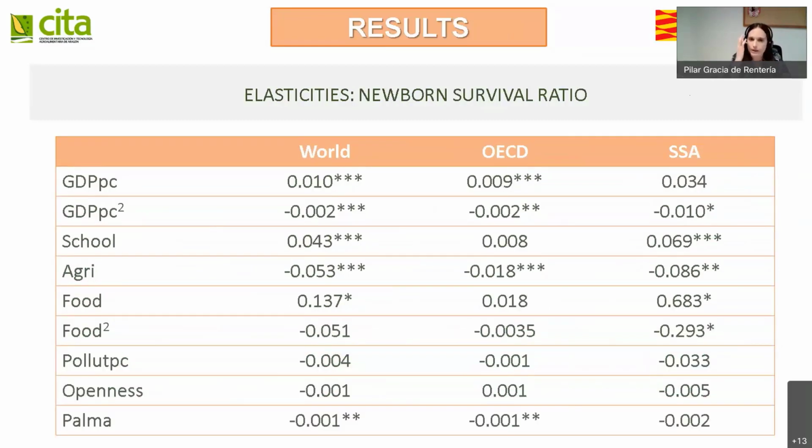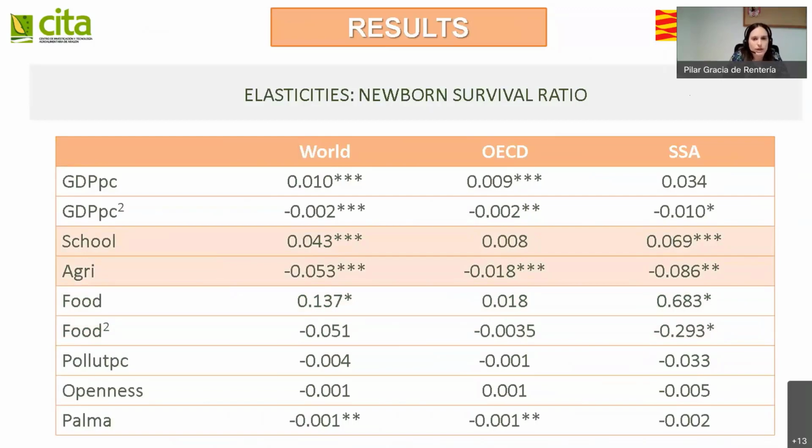Here we have another table with the elasticities for the newborn survival ratio. I'm not going to present the results for the under 5 survival ratio, but the results are very similar to those for newborn. We see that caloric intake is the main driver of child survival ratio, with an elasticity at global level of 0.14. This effect is particularly pronounced in sub-Saharan countries, although the impact of this variable is progressively weaker as per capita consumption of calories increases, as you can see by the negative coefficient of the quadratic food variable.